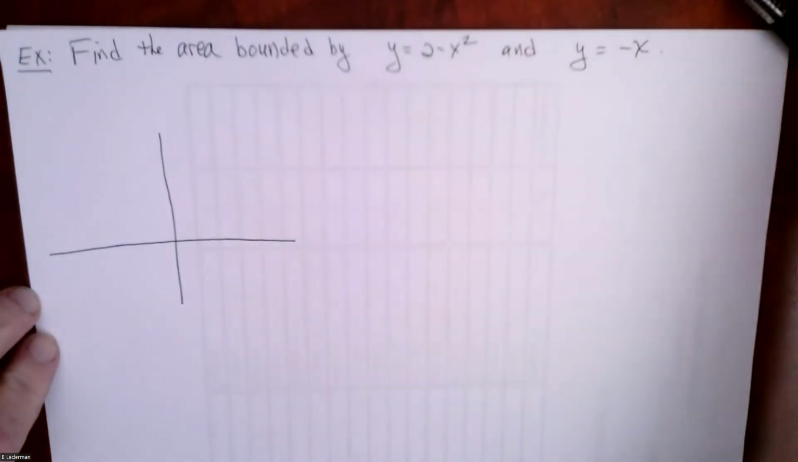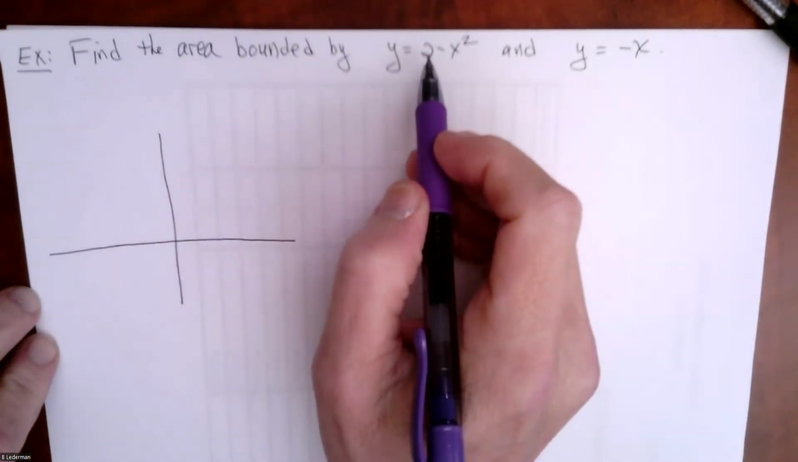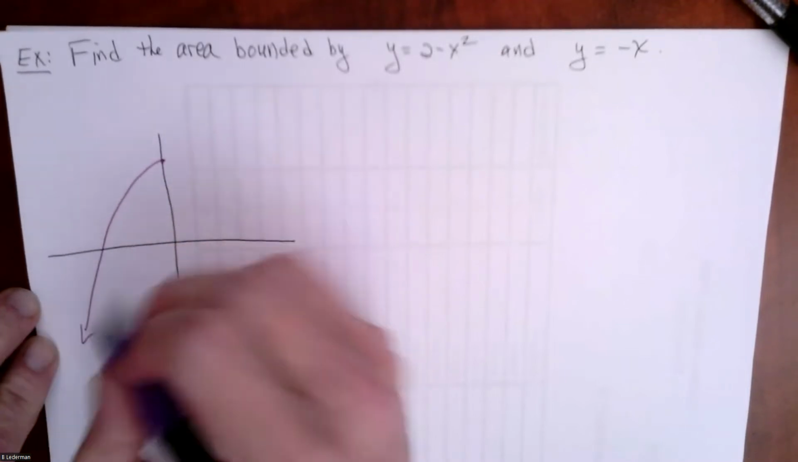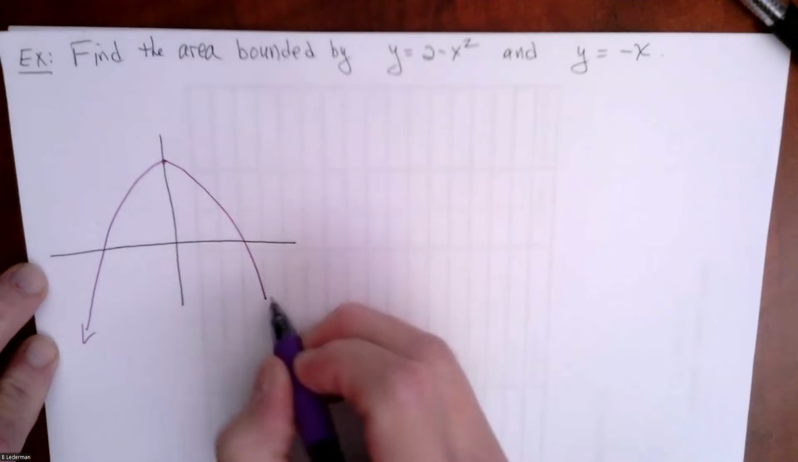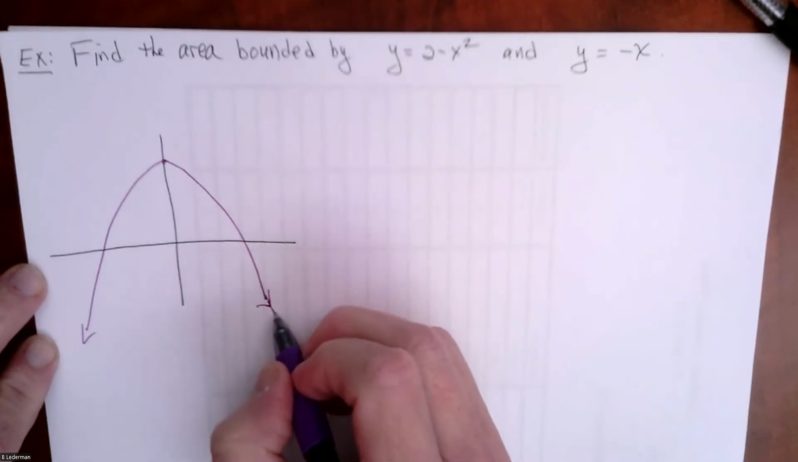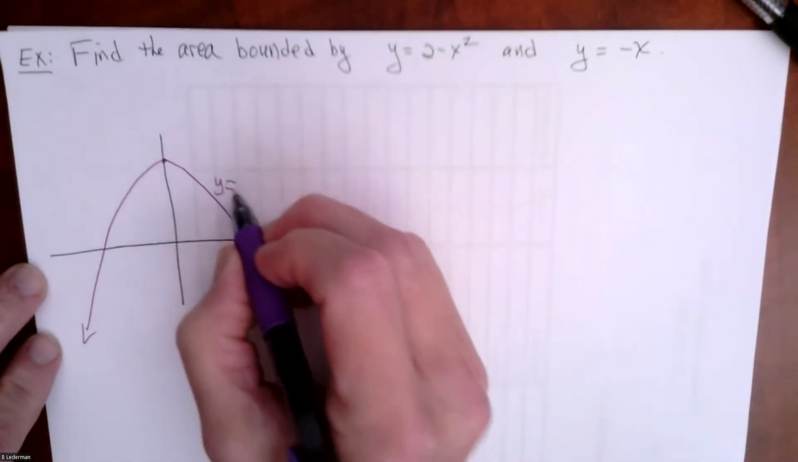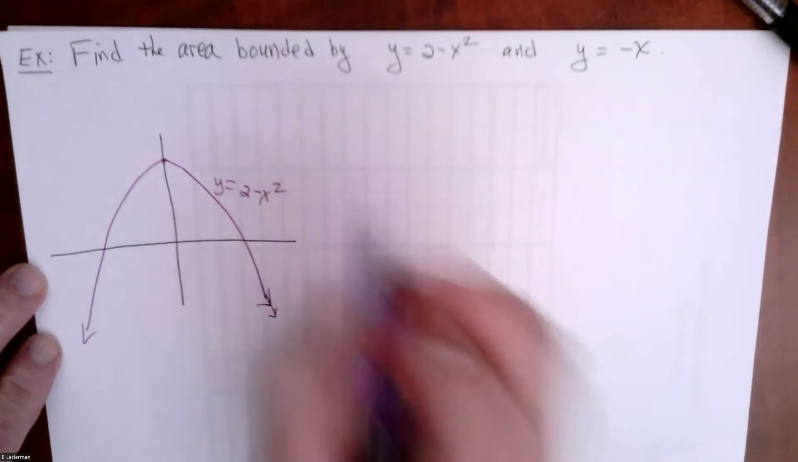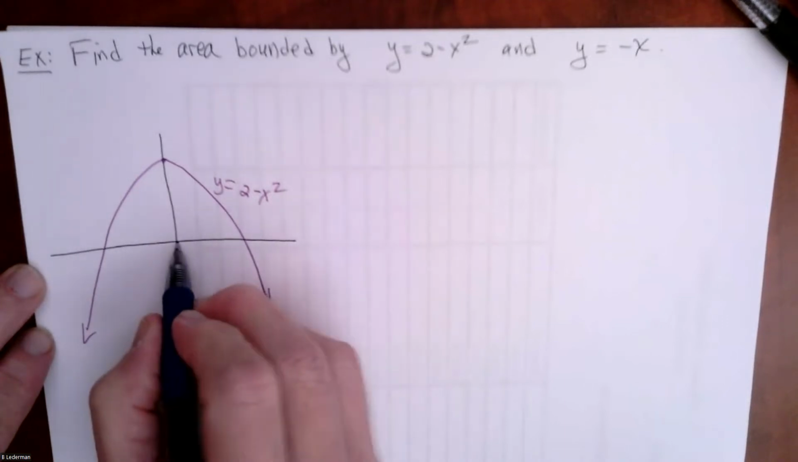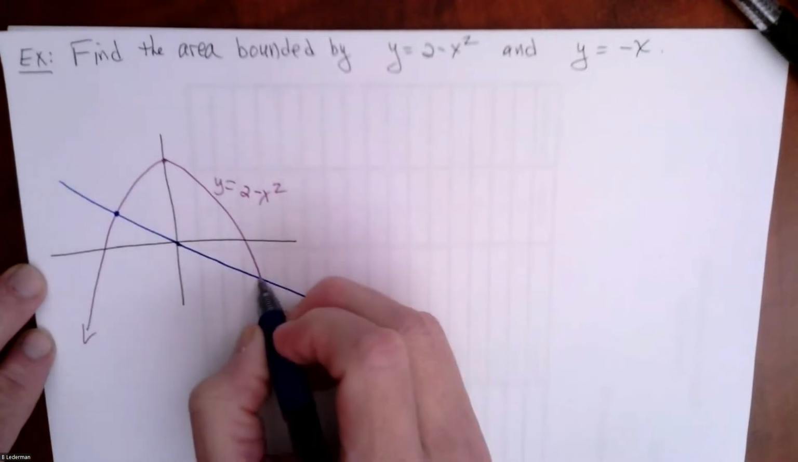So let's see. I'm going to draw the parabola first. The y-intercept is 2, and then it's just an upside down parabola. So I'm going to go up to 2, draw my parabola that way, and go down and draw my parabola that way. So this is y equals 2 minus x squared. Now for my other one, I have a line through the origin, and it's going to basically just go on a diagonal, kind of like that. And it's going to hit right there.